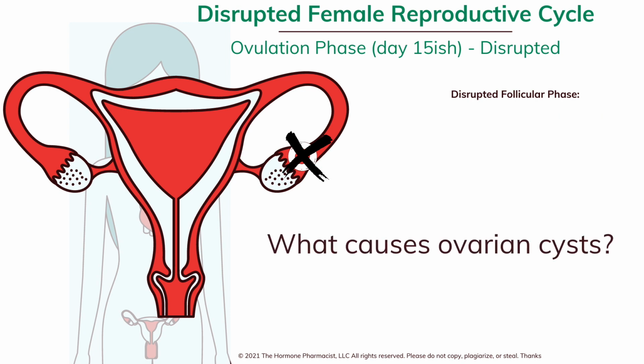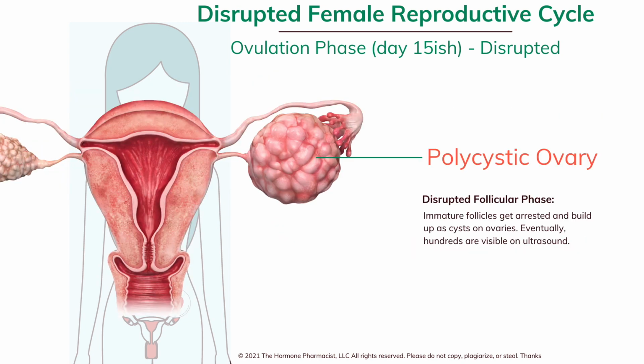What causes ovarian cysts? A disrupted follicular phase causes immature follicles to get arrested, and they kind of build up and become lumpy little cysts on the outside of ovaries, or basically right under the surface. Eventually, after 12 to 15 of those little follicles turn into cysts every month, there are hundreds of those that are visible on a pelvic ultrasound in the ovary.